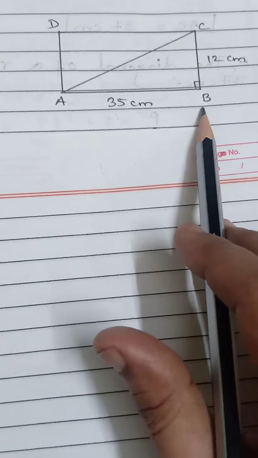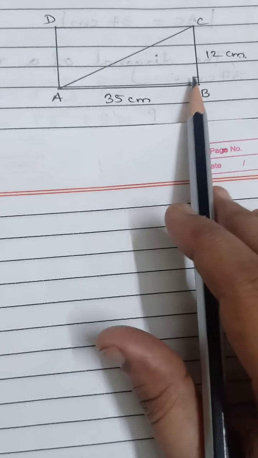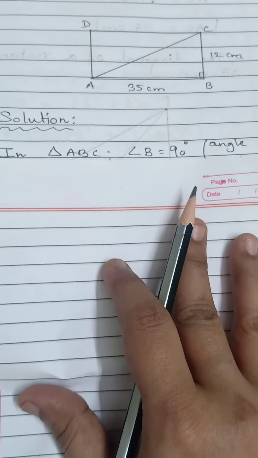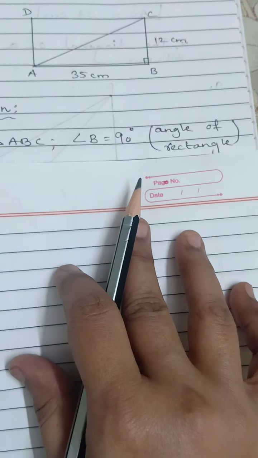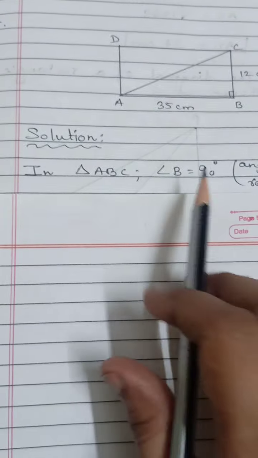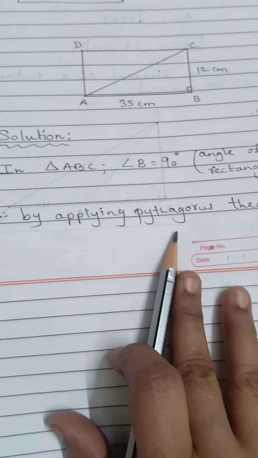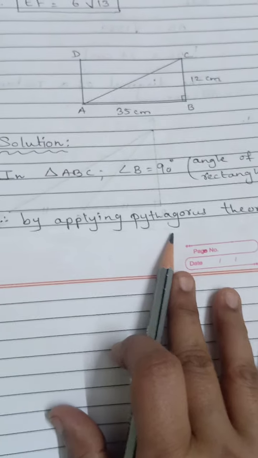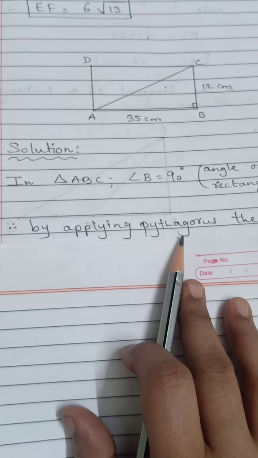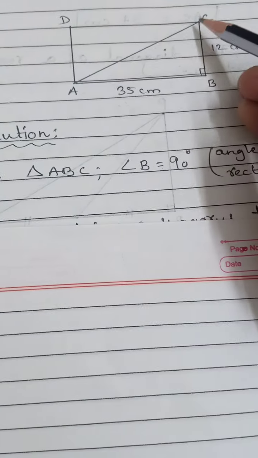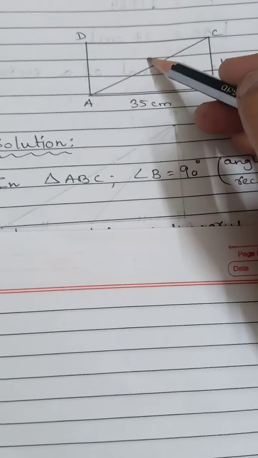First of all we'll write: in triangle ABC, angle ABC or angle B will be 90 degree because it is the angle of a rectangle. Therefore it is a right angle triangle. Then by applying the Pythagoras theorem, the hypotenuse square is equal to one side square plus other side square. This side AC is nothing but the hypotenuse. So AC square will be equal to AB square plus BC square.